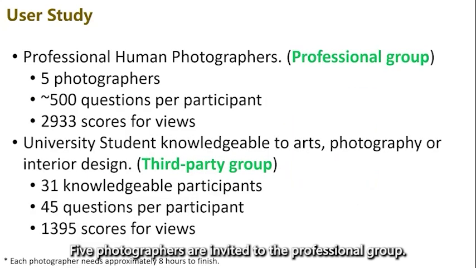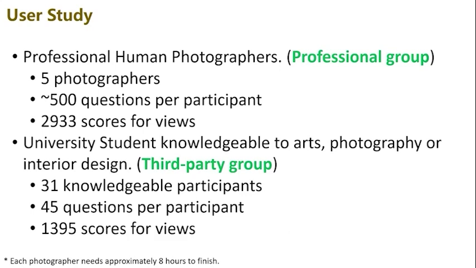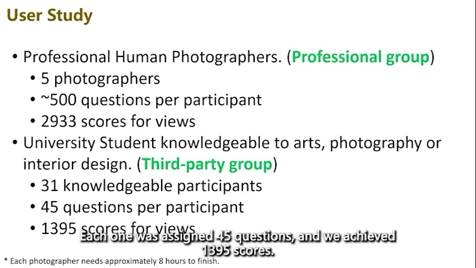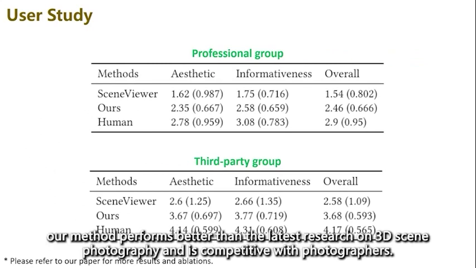5 photographers are invited to the professional group. Each photographer was assigned more than 500 questions, and we achieved 2,933 scores for each image. For the third-party group, 31 knowledgeable participants are invited. Each one was assigned 45 questions, and we achieved 1,395 scores. Both groups indicate that though the photos taken by professional human photographers are better than ours, our method performs better than the latest research on 3D scene photography and is competitive with photographers.